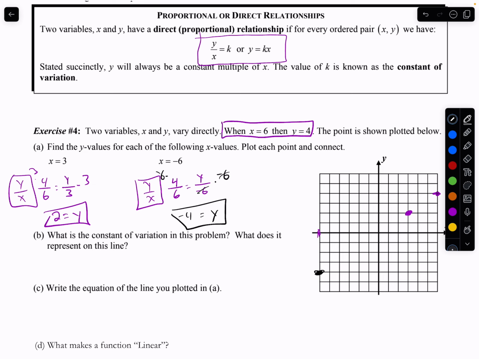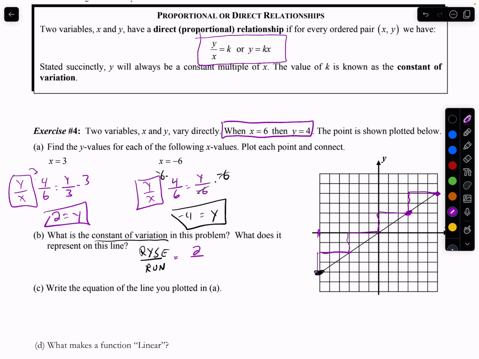And you can see right now, what I have here is a linear function, okay? So what is the constant of variation here? That really just means the slope. So what is the rise over the run? It's the constant of variation. Okay, it represents the slope. All right, so if I can check this slope here, I'm going to rise 2, run 3, rise 2, run 3, rise 2, run 3, rise 2, run 3.